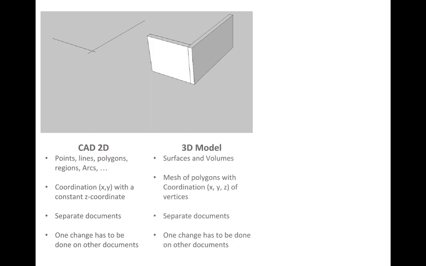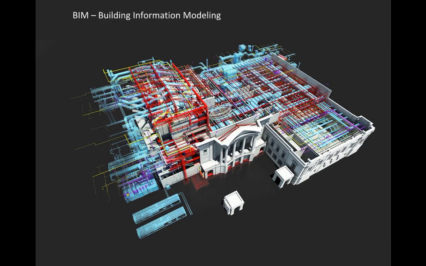In AutoCAD 3D, we deal with surfaces and volumes. That basically means that they have a mesh of polygons with the coordinates of x and y and z. And you realize that when you are changing something, for example, in your 3D model, that's not going to change the AutoCAD 2D file. Now we are going to change our gear and work on Revit.